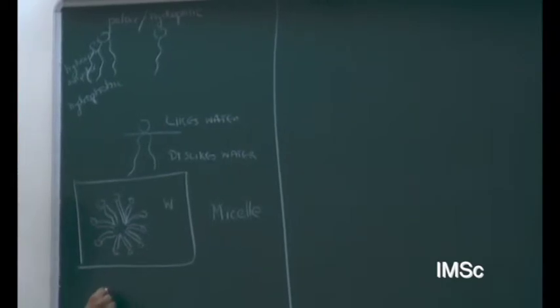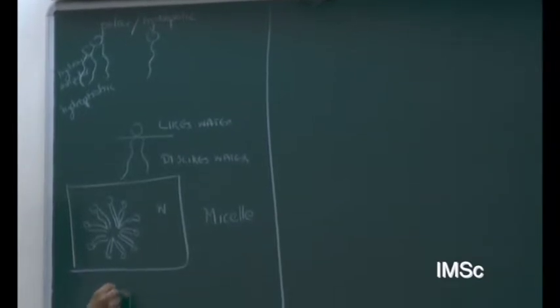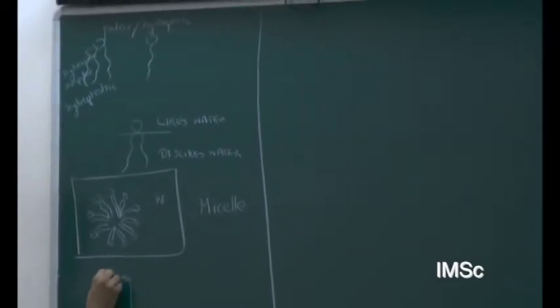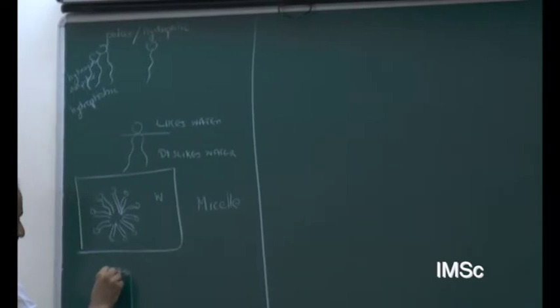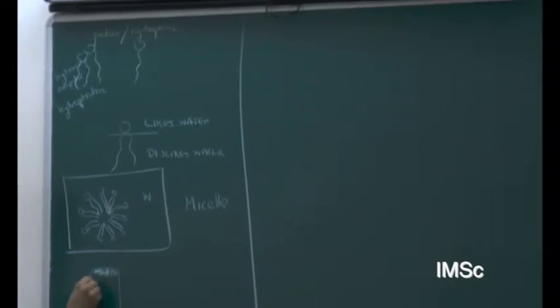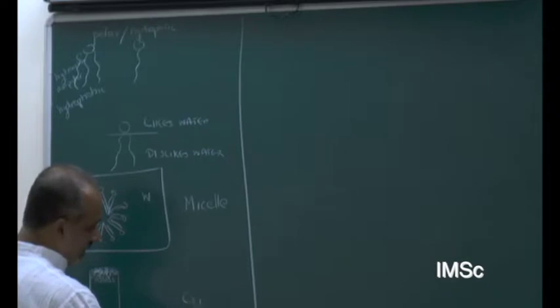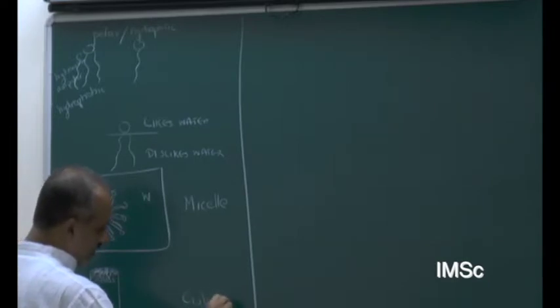You could have other more complicated arrangements, and one arrangement is this, where you have the molecules arranged as they were in the micelle. But at larger scales they organize into cylinders. So this is called a cylindrical phase.